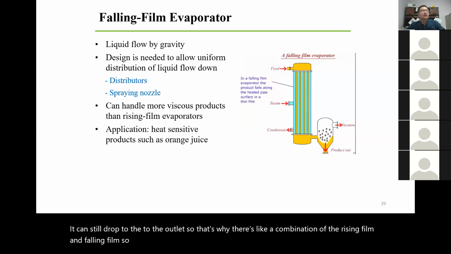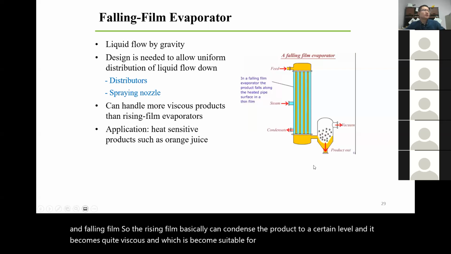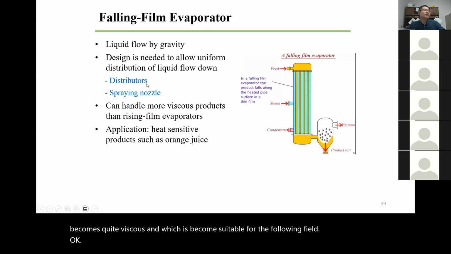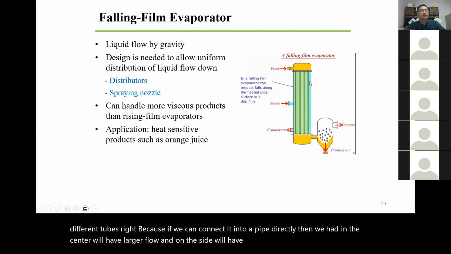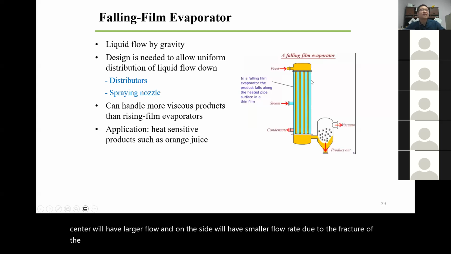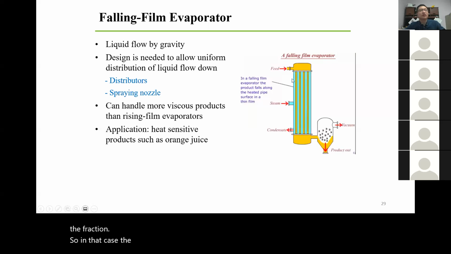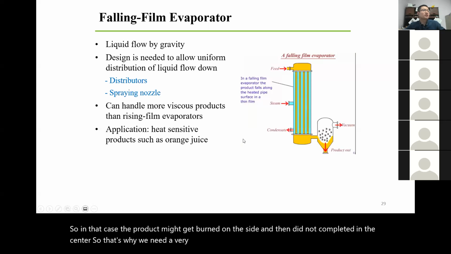So that's why there's a combination of the rising film and the falling film. The rising film can condense the product to a certain level, and it becomes quite viscous, which is suitable for the falling film. Okay, so there's a specific design needed to make sure that the liquid is evenly distributed in different tubes, right? Because if we connect it into a pipe directly, in the center we will have larger flow, and on the sides we'll have smaller flow rate due to the friction. So in that case, the product might get burned on the side and not completed in the center. So that's why we need very specific distributors.